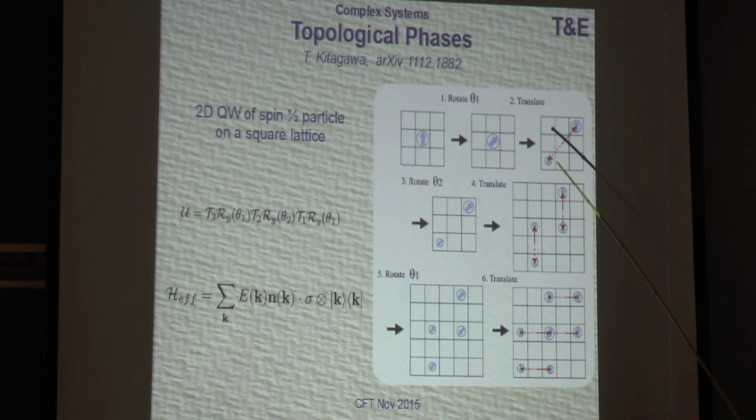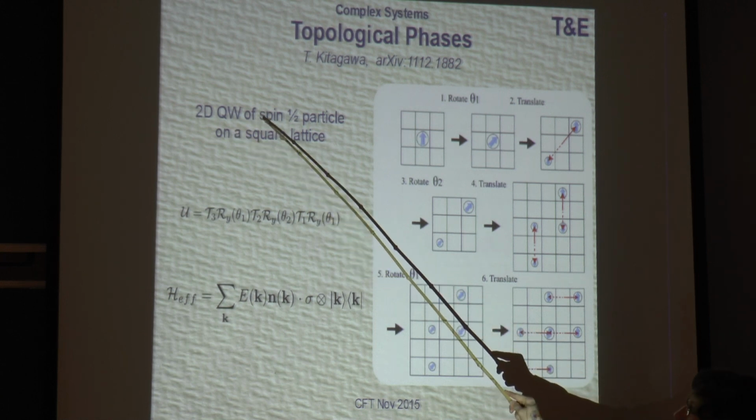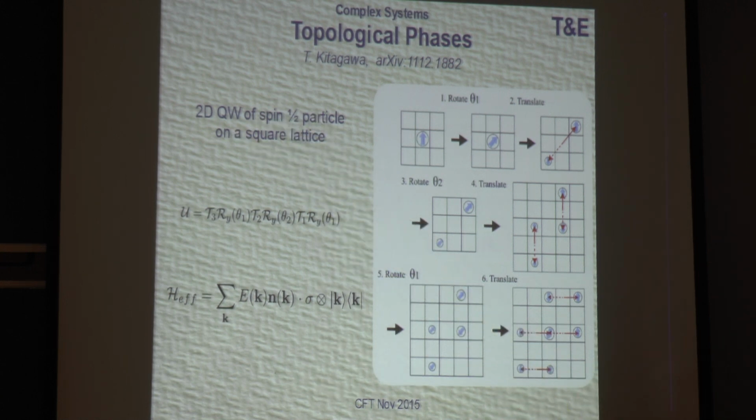Topological phases in the form of Chern numbers have been observed in a two-dimensional walk of a spin 1/2 particle on a square lattice. This is the quantum walk which simulates them. We have a walker localized in the middle of the graph. We let it rotate, then we take a shift, we rotate again, we take shift up, shift down, we rotate again, take shift left and right.